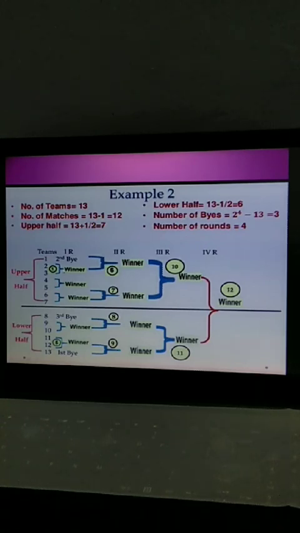Then second round we can see the winner from here is playing with the team that got a bye in first round. So sixth match is here, seventh match is here, eighth match is here, ninth match is here, we can see. Then third round, the 10th match is here, and the 11th match is here in the second round. Then the last final round, fourth round, the final match is there, the team winning from the upper half and the team winning from the lower half are meeting here. Then we can find the winner.